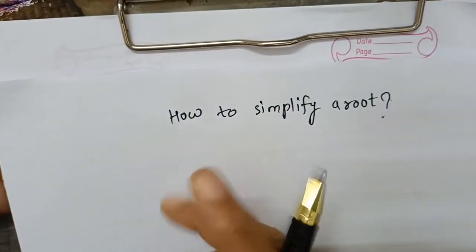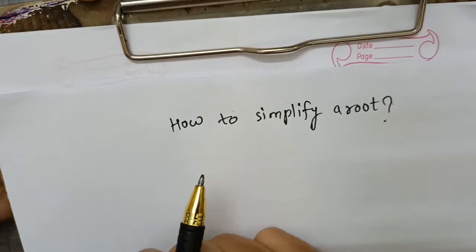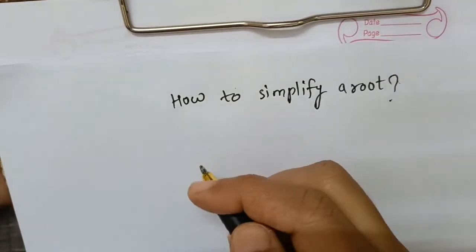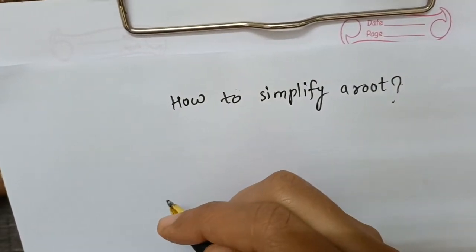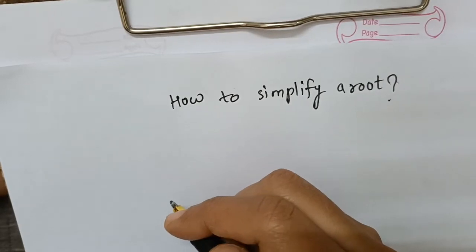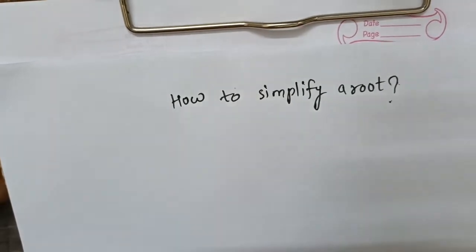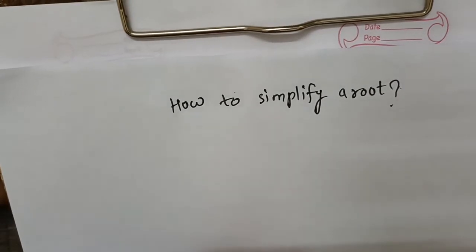So how to simplify a root? Most of the time students get confused with roots and how to do the addition, that is the sum of roots, multiplication of roots, and division of roots. In basic arithmetic they find it hard.